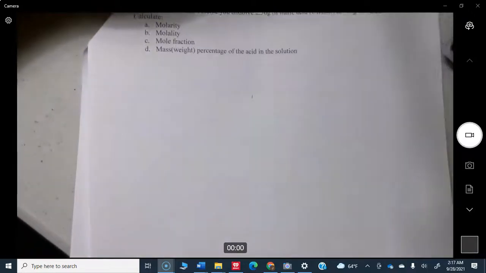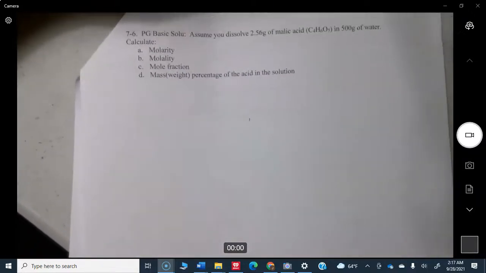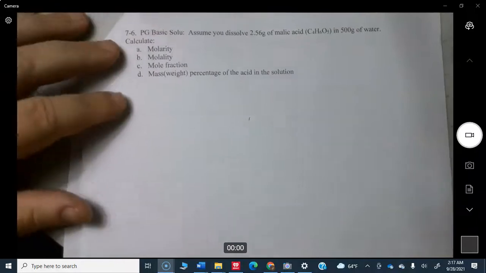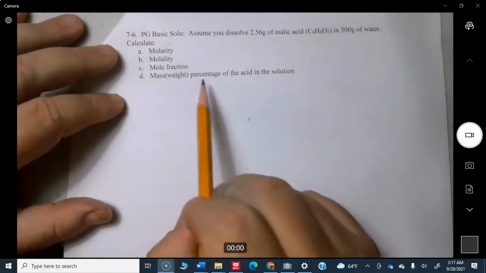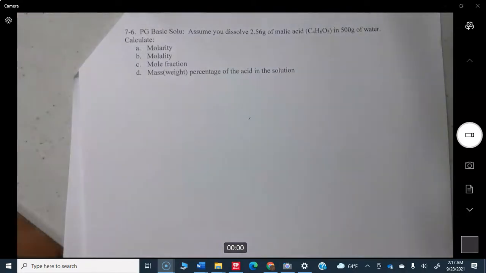Let's look at this one. This is a good one to do in the future sometime because it gives you some basic data and asks you for molarity, molality, mole fraction, and mass percent. So it asks you for that whole bunch of them together right there, okay? I'm going to skip that one too for time.